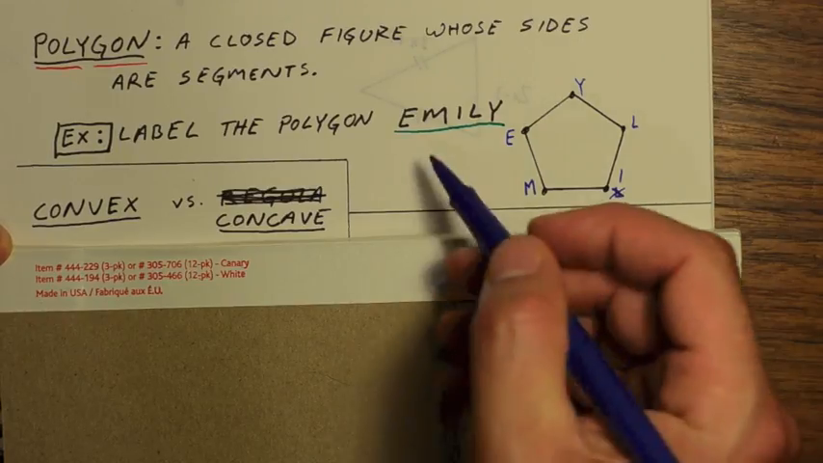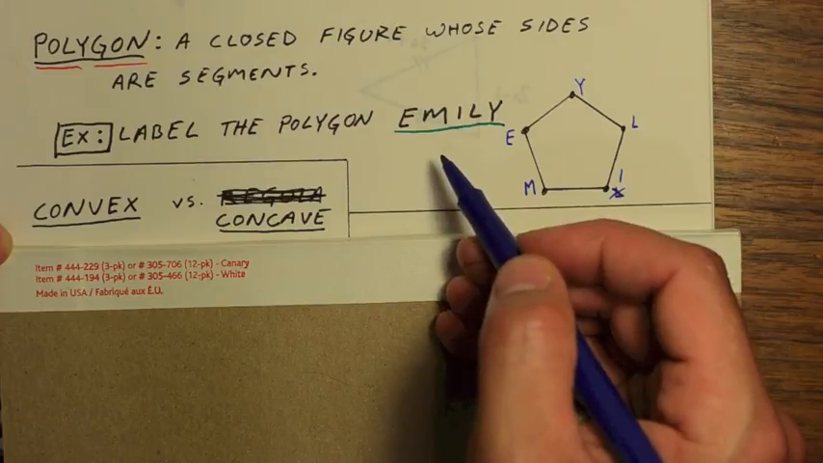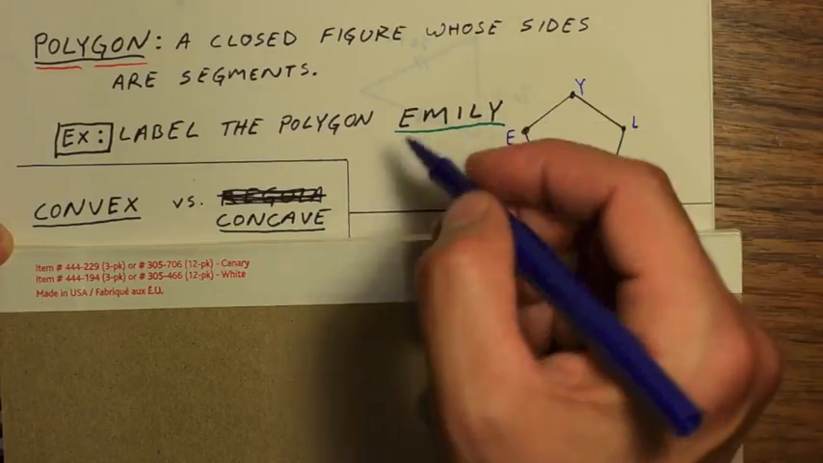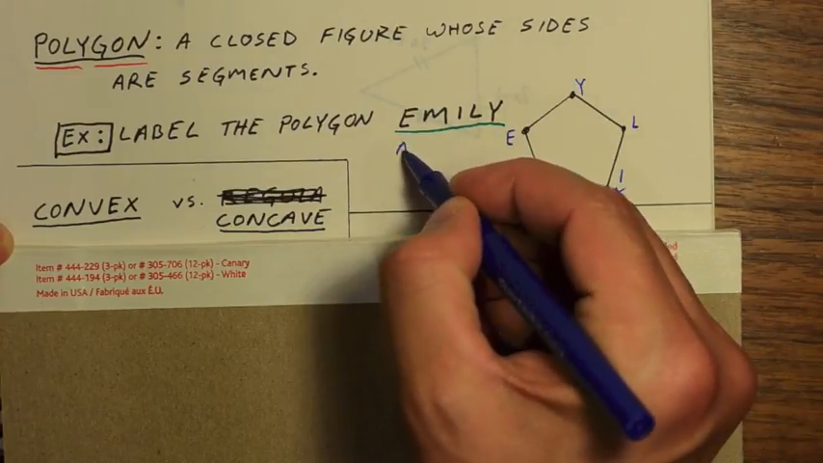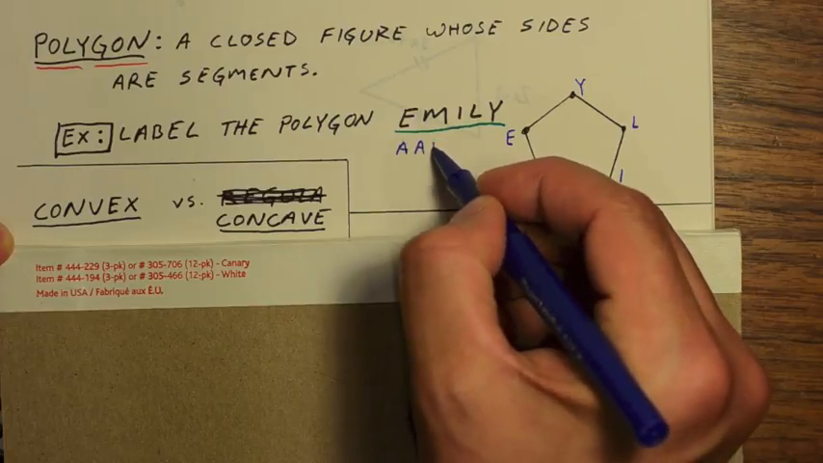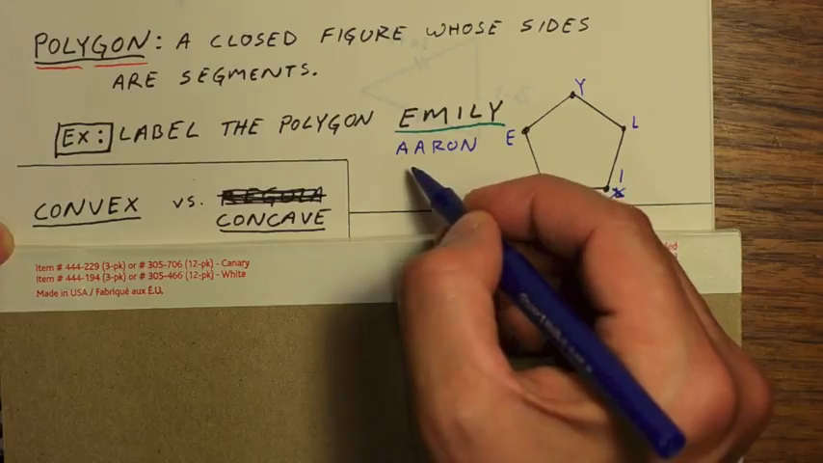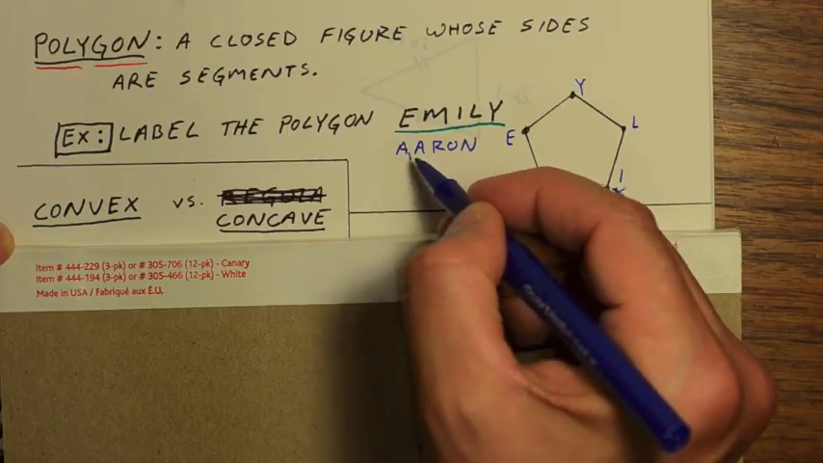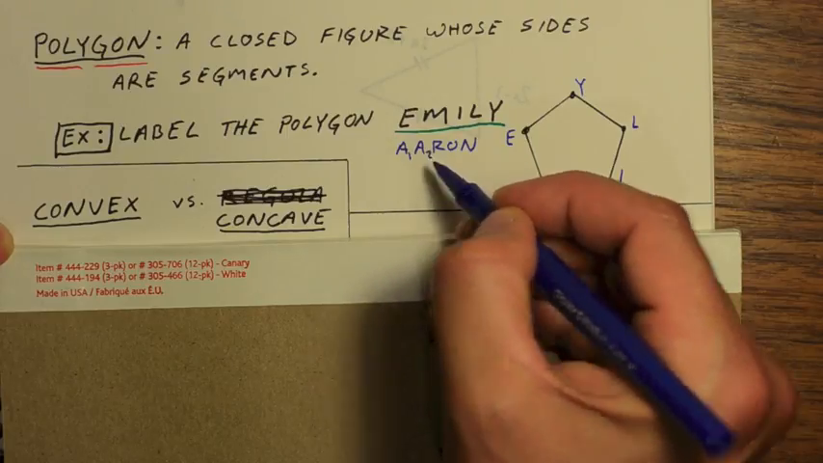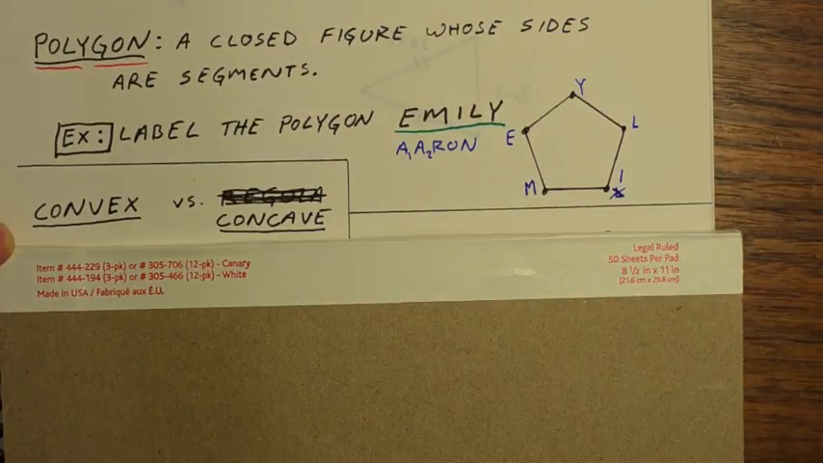And I could have chosen any other five-letter name. Well, actually, one example could have been Aaron. The problem with that, though, is I have two repeated A's. If I introduce subscripts, A sub 1, A sub 2, then that would have been an acceptable name.